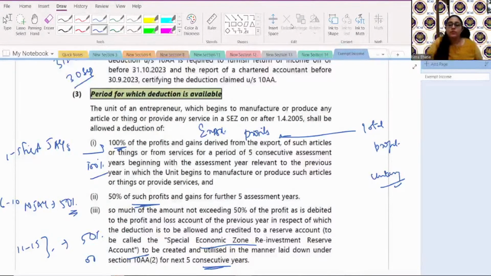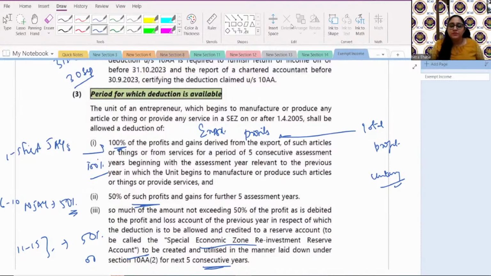In case you have not done your manufacturing by 31st March 2020, you can do it by 31st March 2021. It could be assumed that you have done it by 31st March 2020. Secondly, the tax holiday is allowed for 15 years, but it is divided into 3 parts. For the first 5 assessment years, from when will it begin? From the assessment year when the manufacturing begins, the assessment year relevant to the previous year when the manufacturing began.